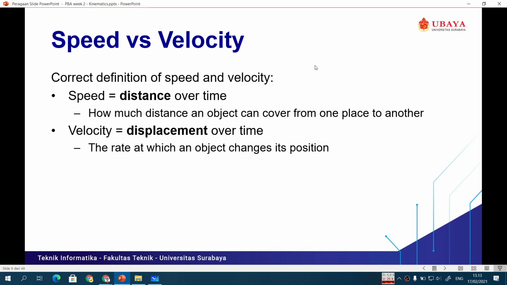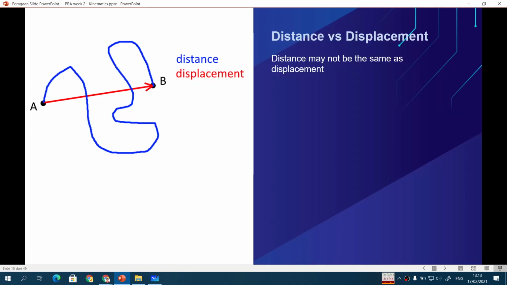Maybe it's better if I give you an example. If I have an object that moves from A to B, but it follows this kind of movement, a little bit erratic, let's assume it moves like this. The blue line represents the distance that the object has traveled, but the displacement is simply a straight line from A to B. So distance may not be the same as displacement.